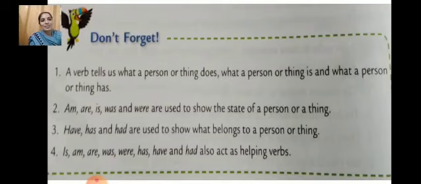So children, I hope that you will keep all these important points in your mind and definitely go for the exercise as well. Practice the exercise at your home independently, and if you face any query or any difficulty, definitely the teacher will help you.